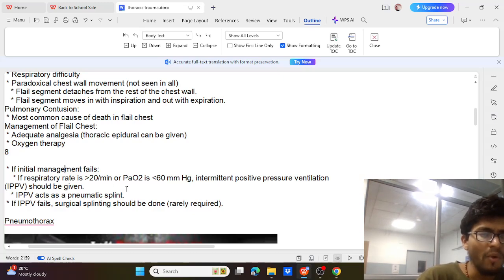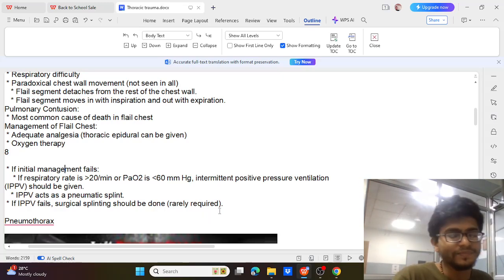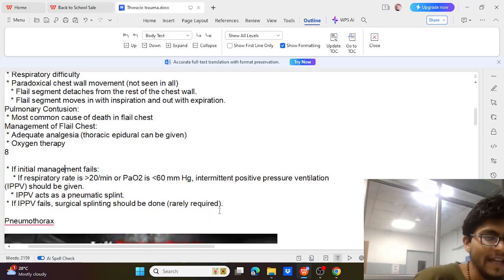Splinting is giving support. So this is a pneumatic splint, so splint with the help of air. If this also fails, then we will have to give surgical splinting with the help of wires which we use to fix the chest wall. So this was all about flail chest.